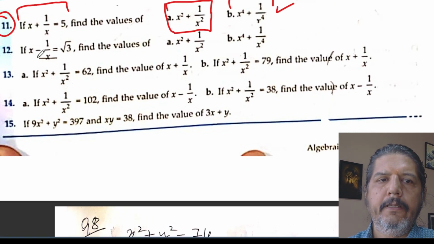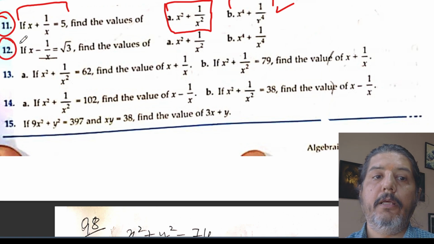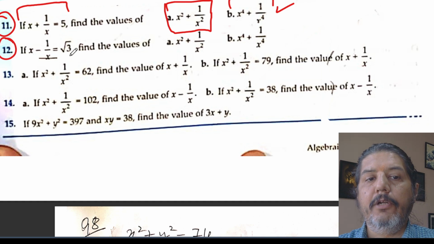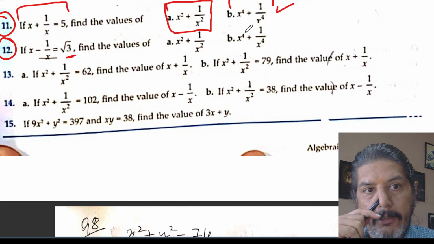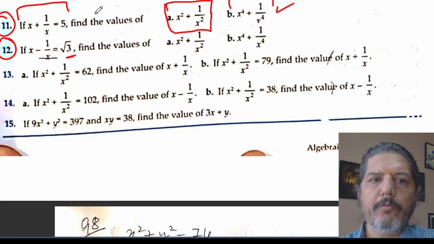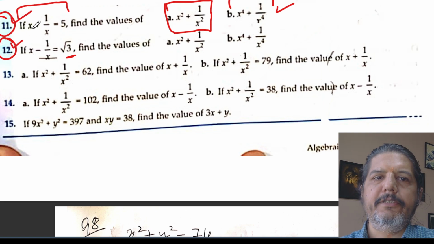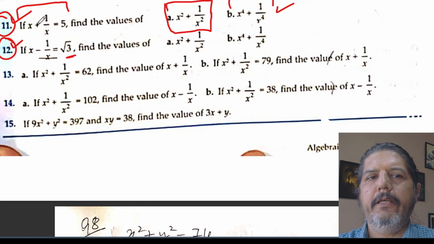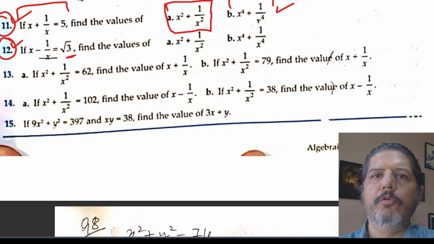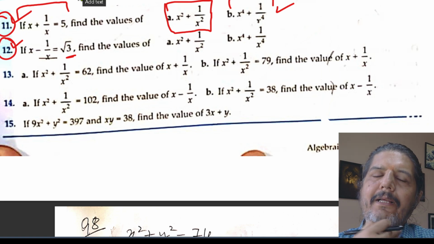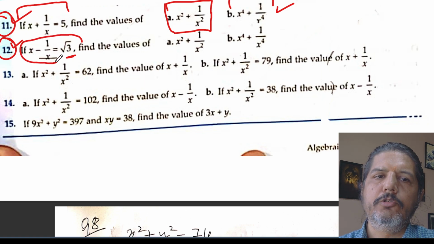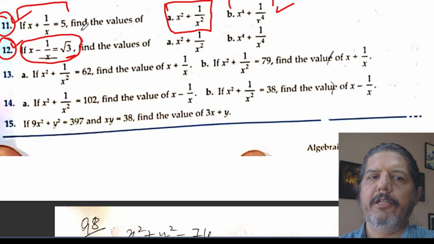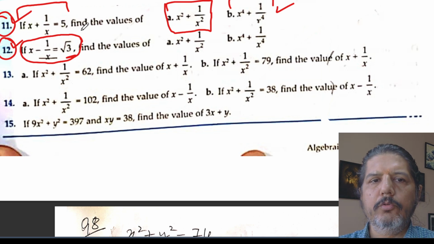If you look closely at question number 12, x minus 1 upon x is equal to root 3. Find the value of x square plus 1 upon x square and x4 plus 1 upon x4. So these two kinds of questions are the same. Here we squared both sides, and here also we'll use the same squaring method. x minus 1 upon x whole square would be equal to root 3 square.